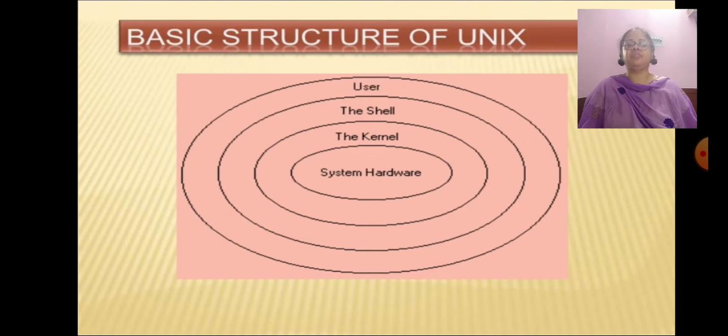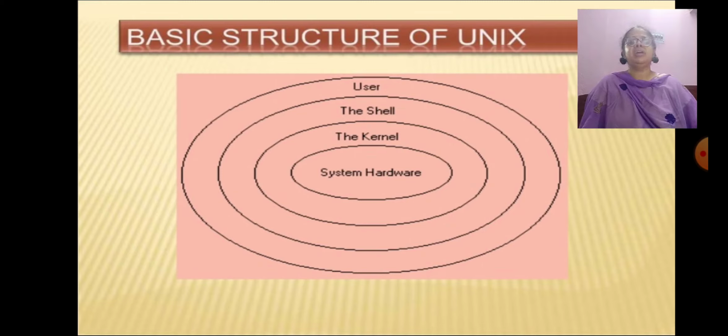Basic structure of Unix: system hardware, the kernel, the shell, and the user. Hardware, which is the core of the system, consists of all hardware related information. The second layer is the kernel. It interacts with hardware and most of the tasks like memory management, task scheduling, and management are done by the kernel.